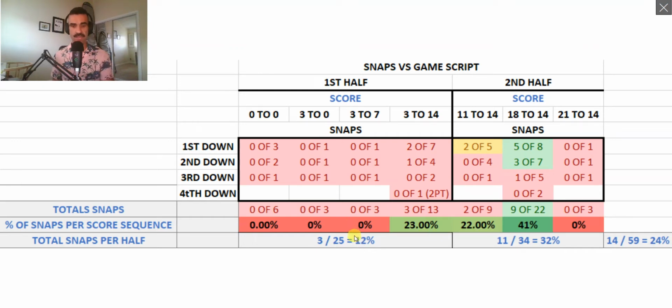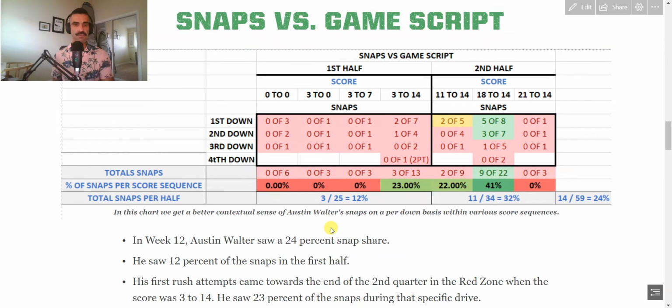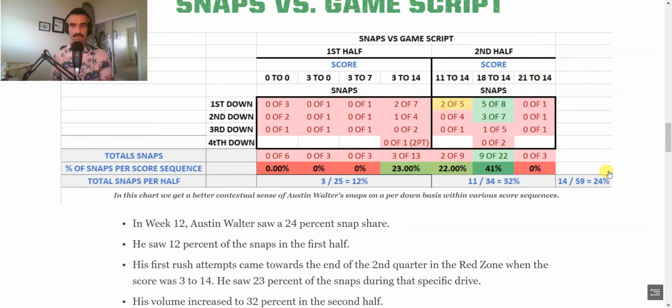You can see in the first half, while they were in a deficit, he had 12% snaps. He played 12% of the running back snaps, and in the second half, he played 32% of the running back snaps, right? So we see in week 12, Austin Walter saw a 24% snap share, which you'll find right here in the bottom corner. He saw 12% of the snaps in the first half.